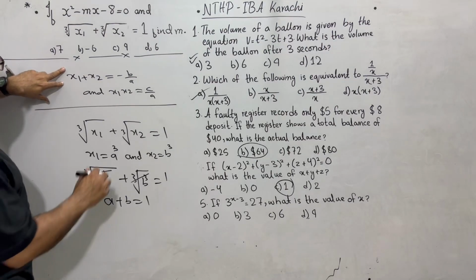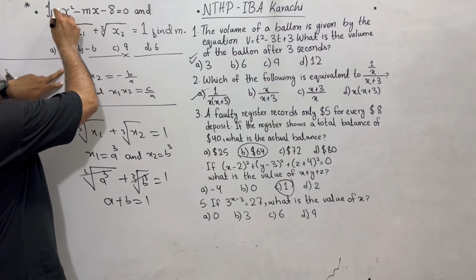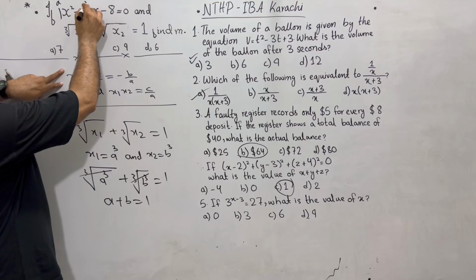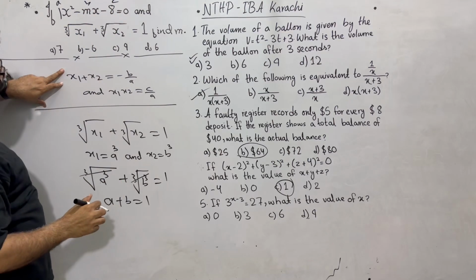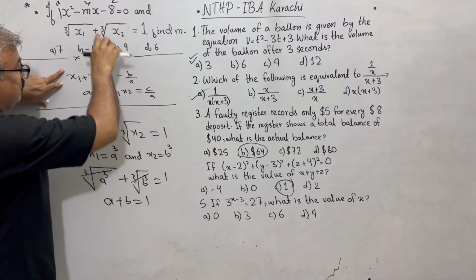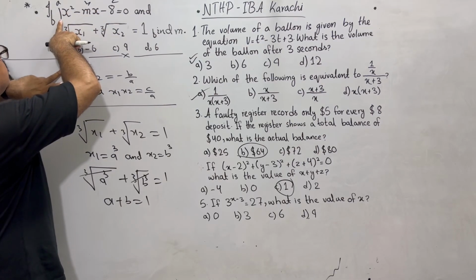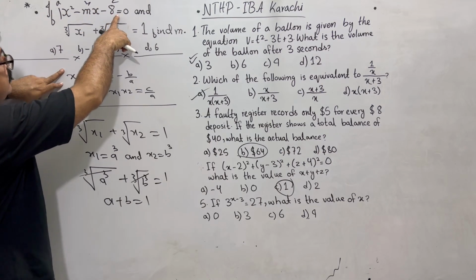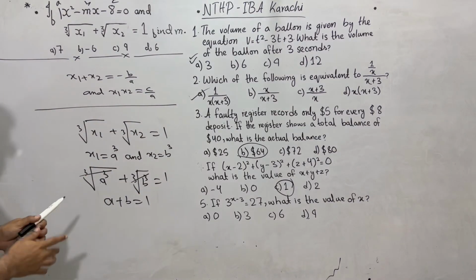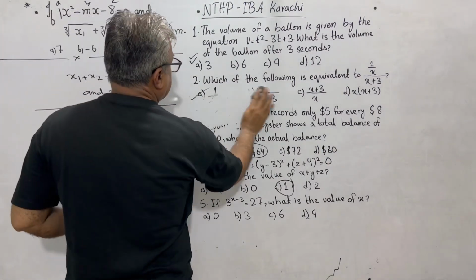Okay, if we utilize this quadratic equation, this is the value of a, this is the value of b, this is the value of c. Don't confuse this a and b with this a and b. These are the coefficients: this is the coefficient of x square, this is the coefficient of x, and this is the constant. Let me make a space for myself.